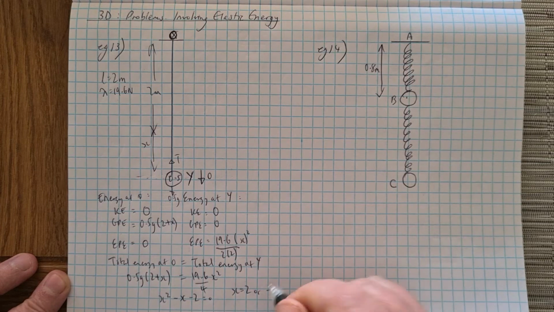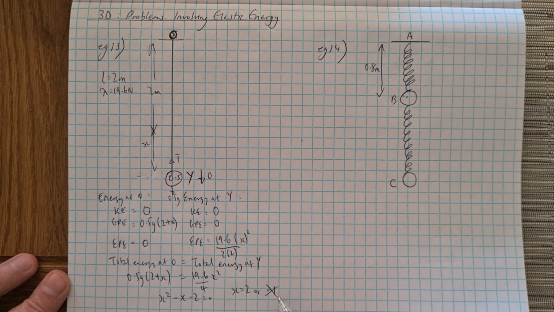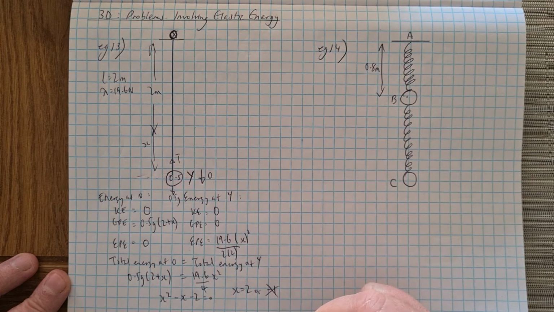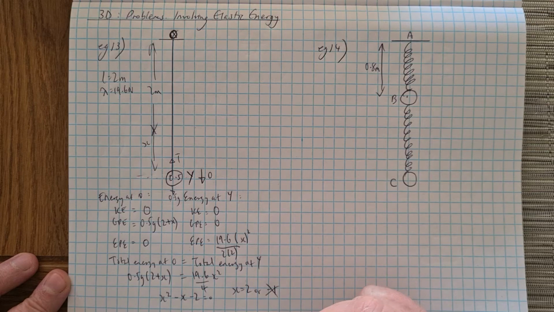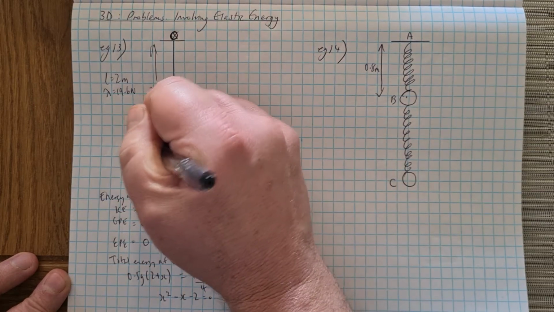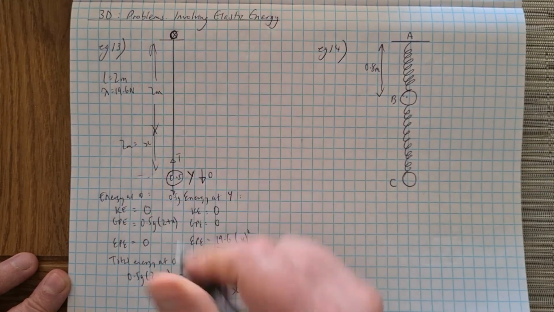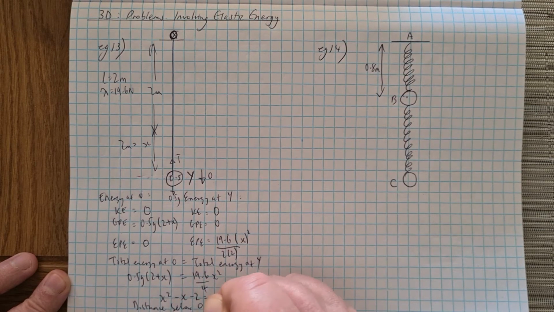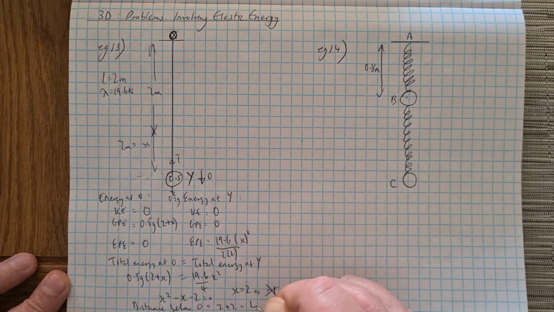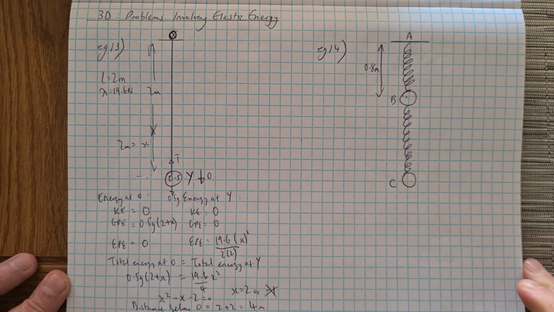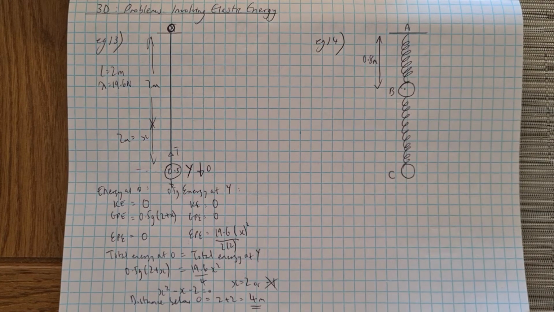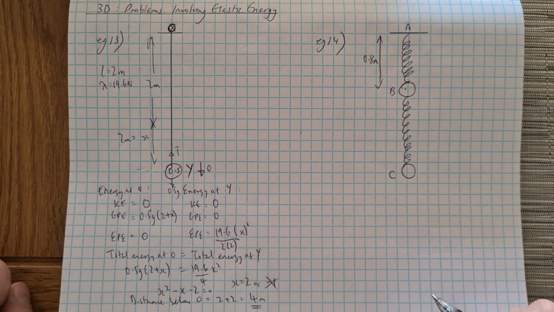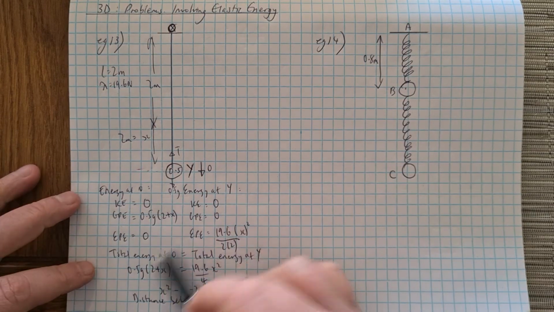In this case we can ignore the extension being minus 1. It will be the positive value, and it actually asks for the distance below O. So if the extension in the string is 2 meters, then the distance below O is going to equal 2 plus 2, which is 4 meters. Again, this is the method I tend to use. I think it's simpler because you're doing the same thing every time and you're not worrying about when we've got 3 lots of energy.